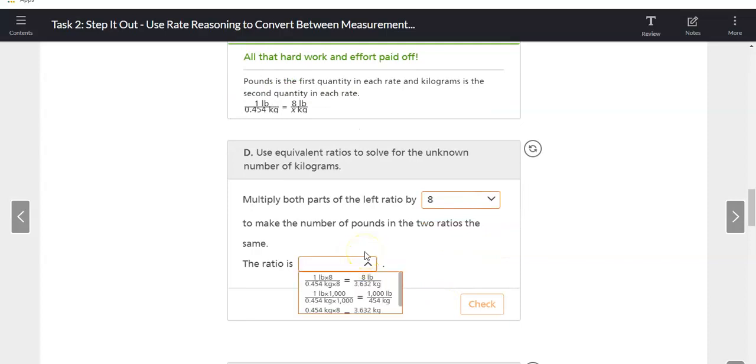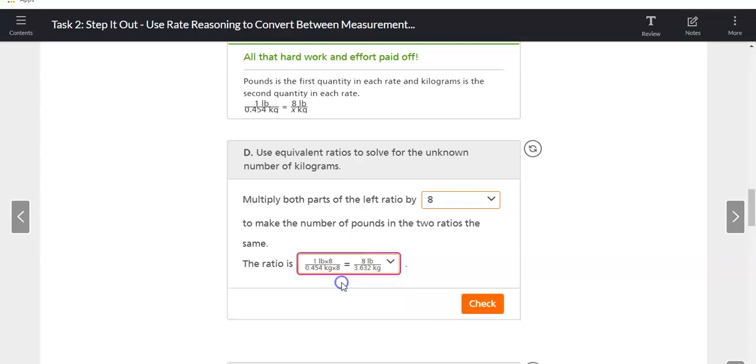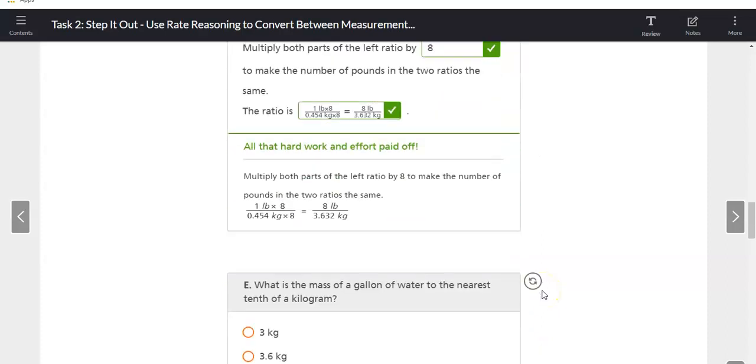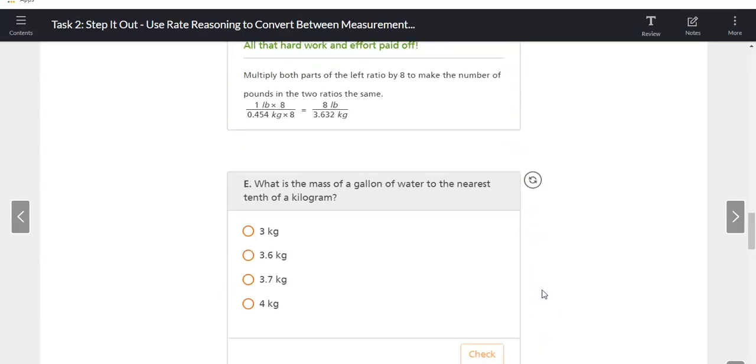The ratio is this one right here because we're multiplying by 8. And so the answer, when we do this, we got it right here, 3.632. To the nearest tenth, the 3 tells the 6 to stay the same, so we get 3.6.